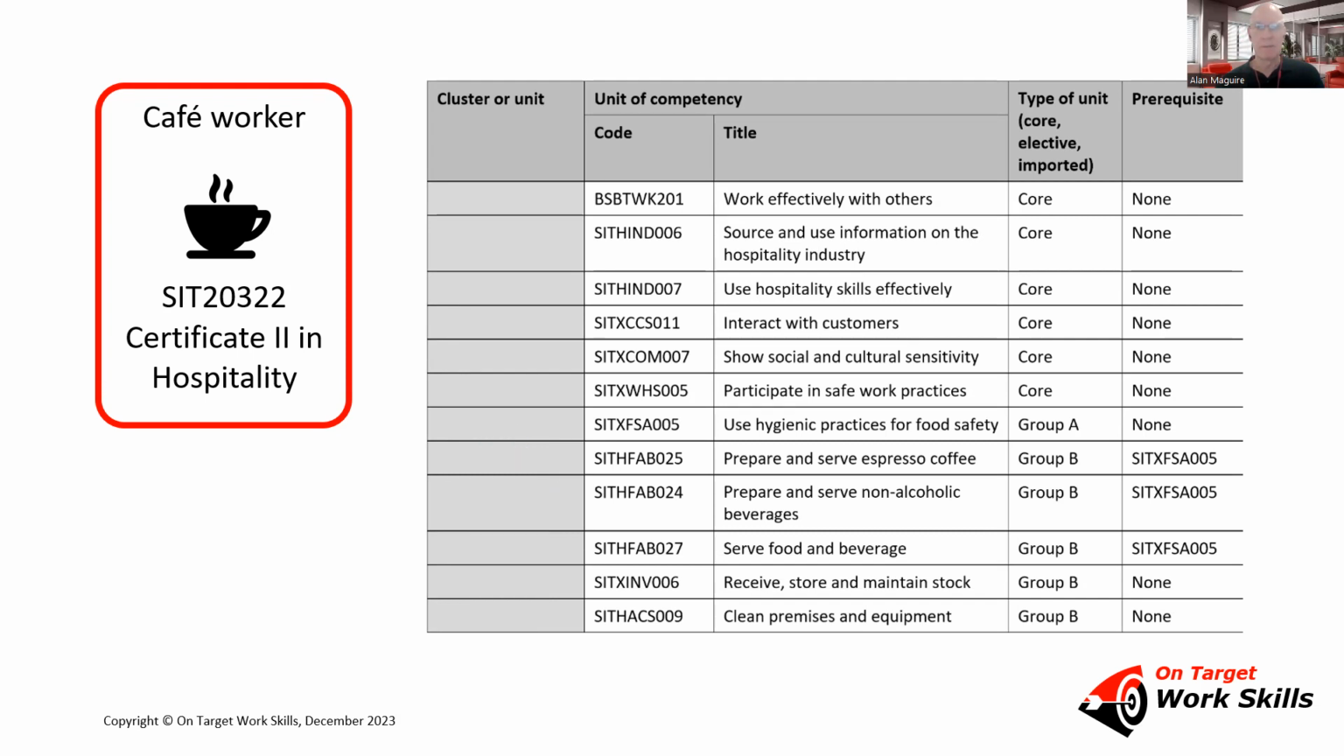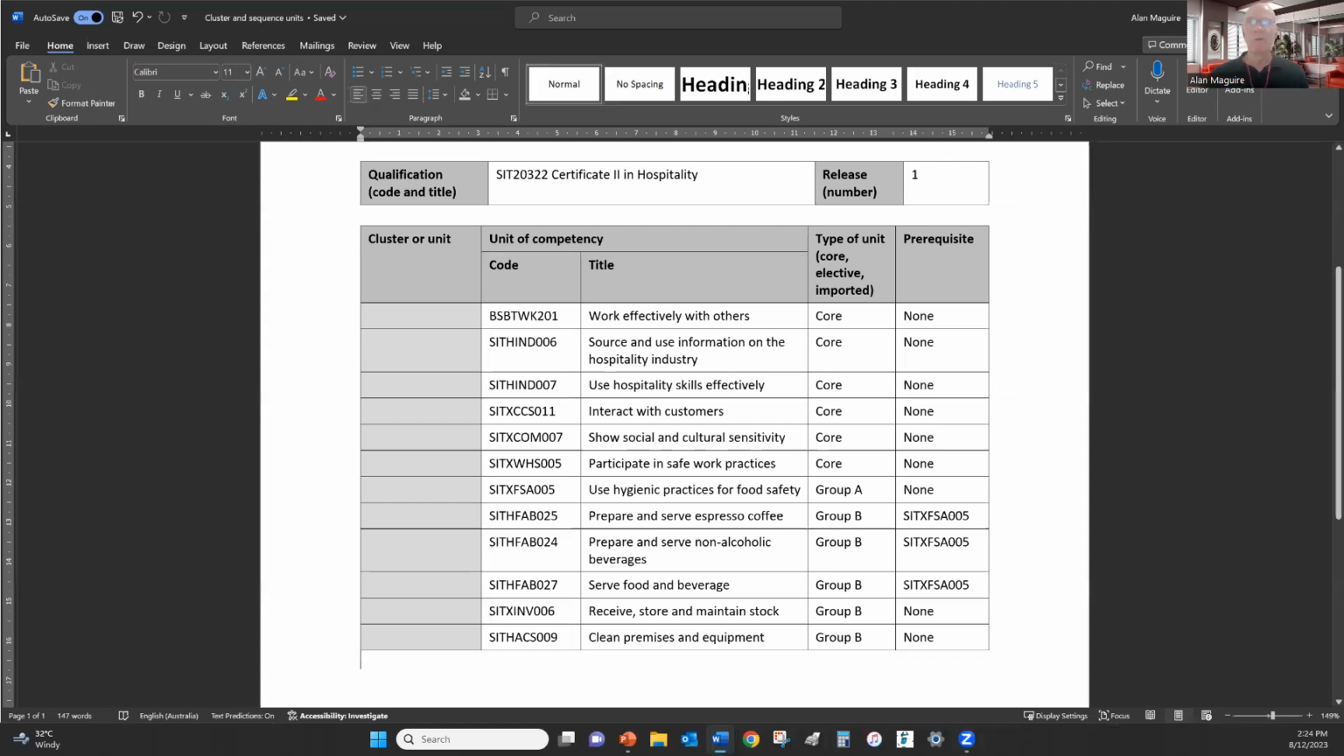So the next step is to cluster them. I'll go to a Word document where we've got the 12 units. So where do we start? Usually I'll think of safety first as a good starting point for a qualification. I might also think of moving from simple to complex, or maybe there's just a logical sequence in which units would be delivered. In this case, I'll go safety first. I see a unit here called participate in safe work practices.